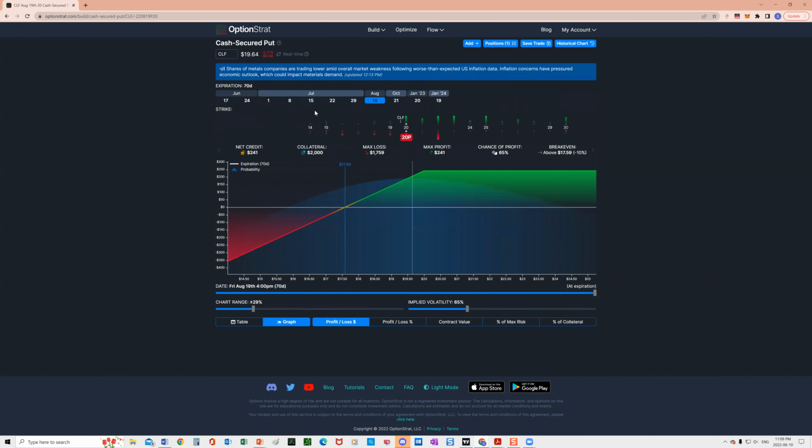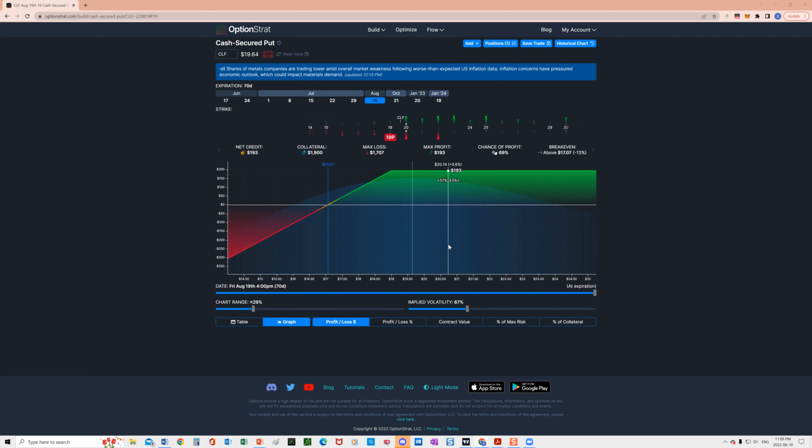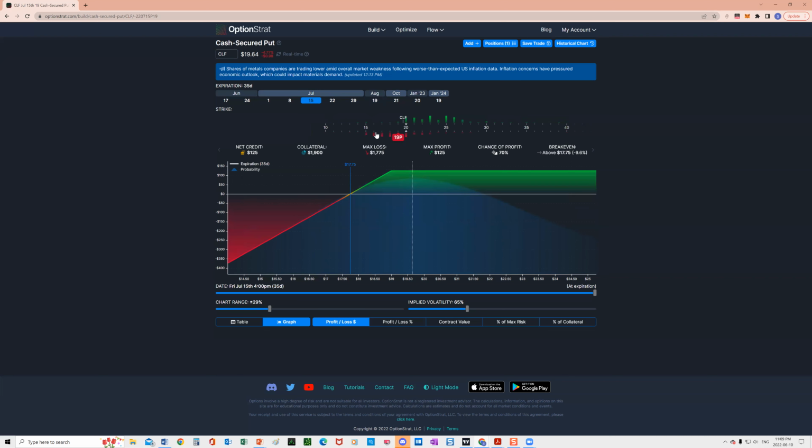So let's say that you want to buy CLF at $19. Right? How much would you need? You need $1,900 because each options contract represents 100 shares. And so you would basically be giving somebody else the right to force you to buy 100 shares at $19 a share. And so if you go out to say July and you look at how much you can get right now, you can get $1.25.